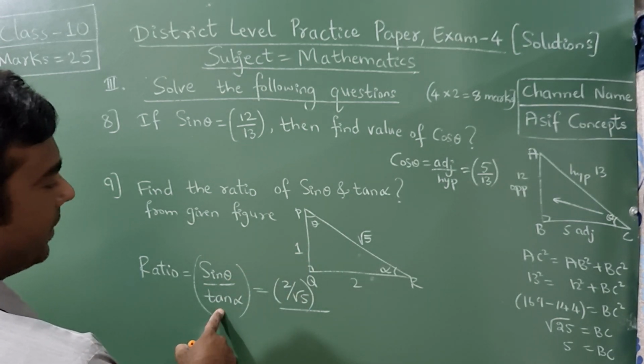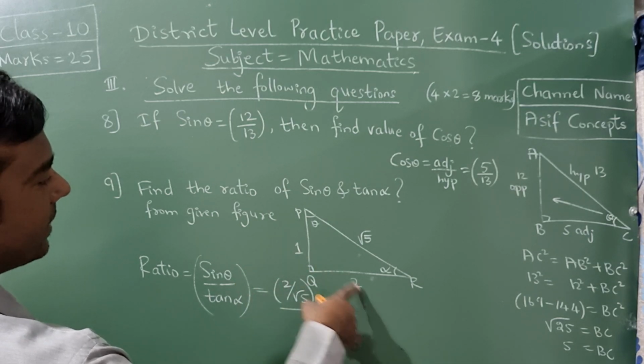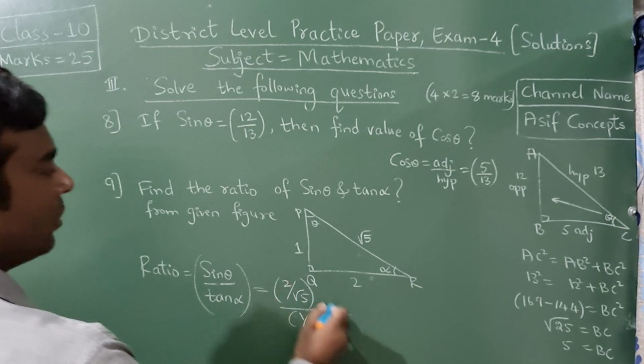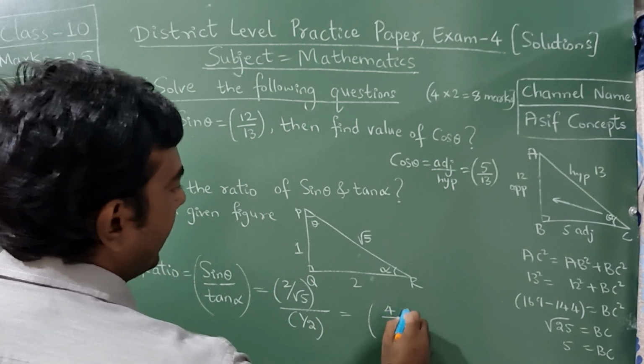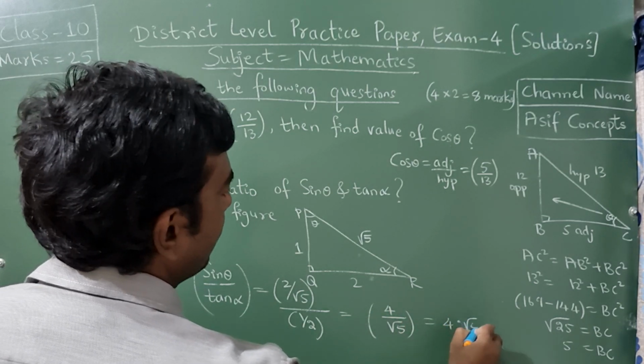Now tan alpha means this will become opposite side and this will become adjacent side. So it is 1 by 2. This 2 goes to the numerator. So it will become 2 2s are 4, 4 by root 5. So the ratio is, you can write it as 4 is to root 5.